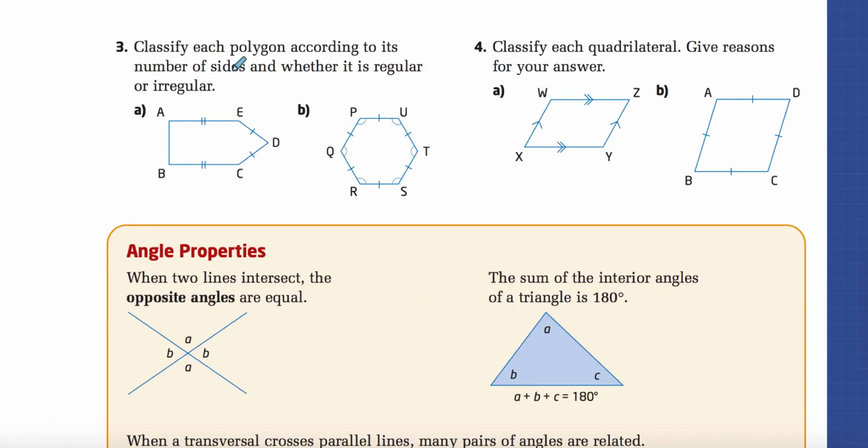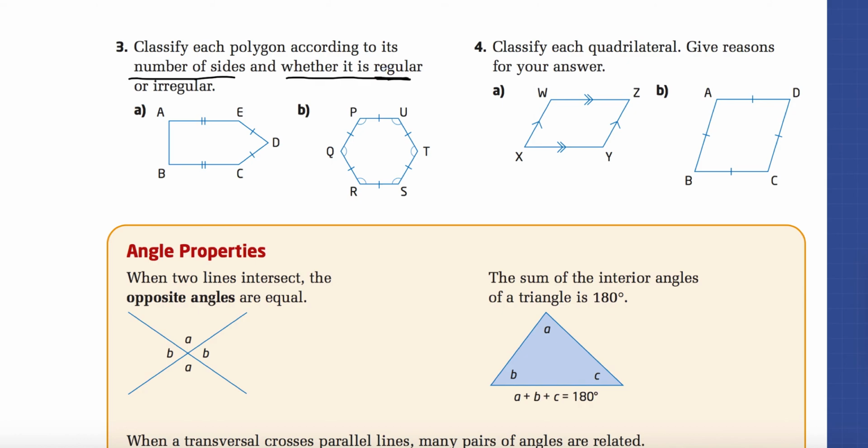So here, number 3, I'm going to get you to do, classify each polygon according to its number of sides. So read carefully the number of sides. Is it a triangle, a pentagon, and whether it's regular or irregular. So regular polygons mean that every angle is the same and every side length is the same.